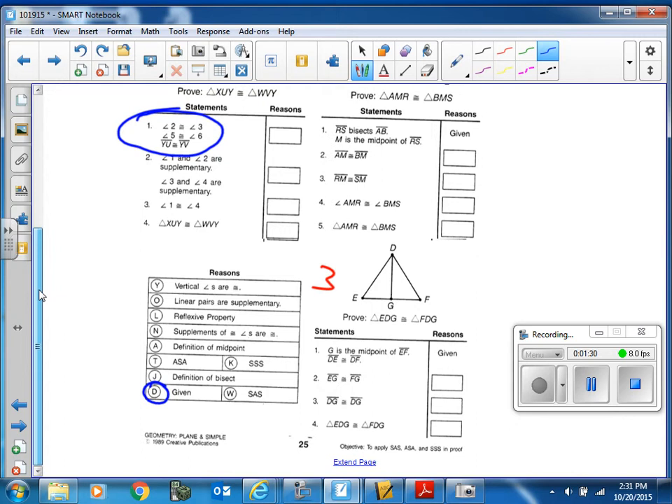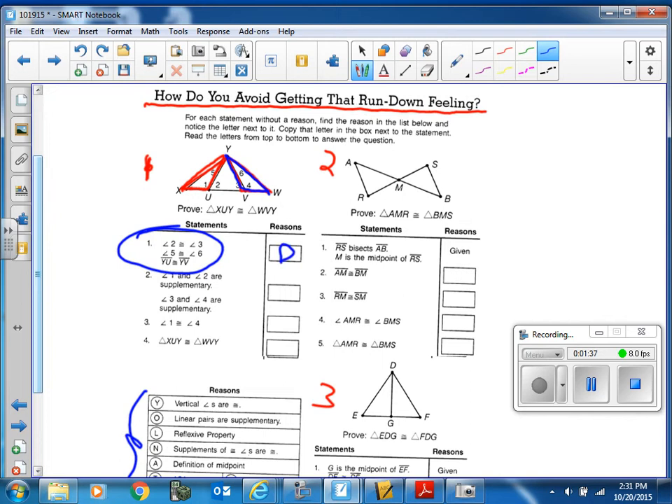So let's go down to the bottom and find given, which looks like D. Incidentally, one of these you're going to use twice, only one of them. Our first one though is going to be D for given. All right, let's look at the given information now. Keep in mind the triangles we're trying to prove congruent.